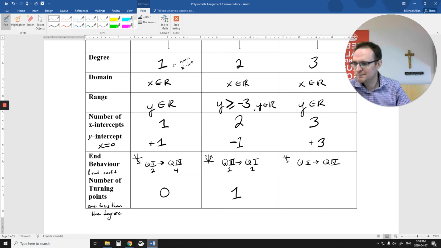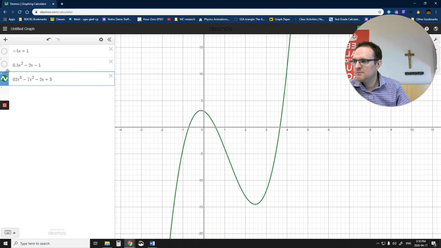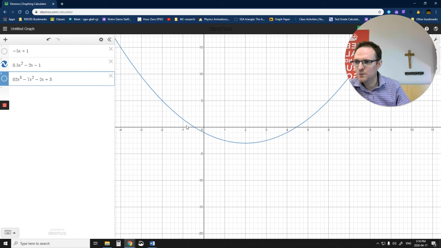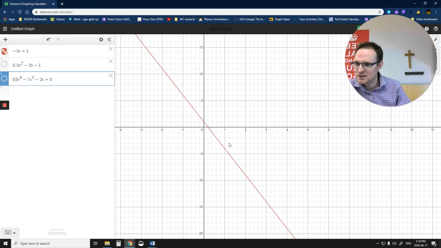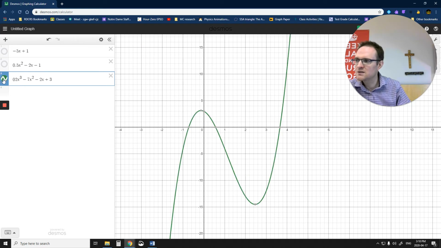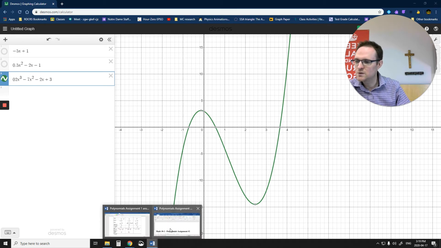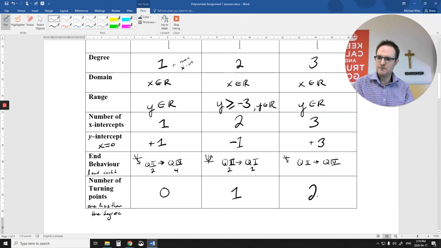Now, turning points. Just to verify, the quadratic has 1 turning point. It's going down, then up, so it has 1 turning point. This one is just continually down, so that's 0 turning points. This one's going up, then down, so that's 1. Then down, then up, that's 2. So it has 2 turning points. There we go.